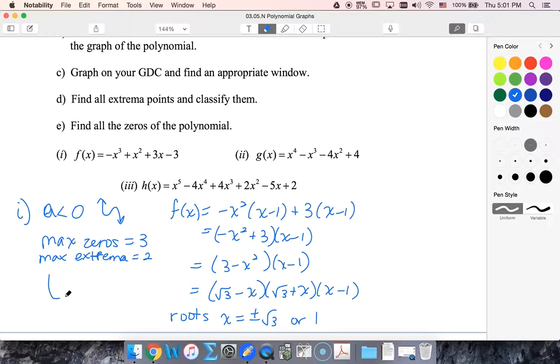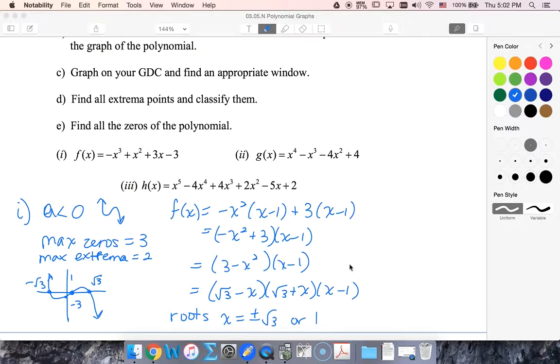So thinking back here, I am going to have 3 zeros. I know my shape is going to be something like this. So I can think now about where my axis is going to be. This will be 1. This will be root 3. I'll have my negative root 3 over here. And then looking here, I can see my y-intercept is going to be negative 3 here.